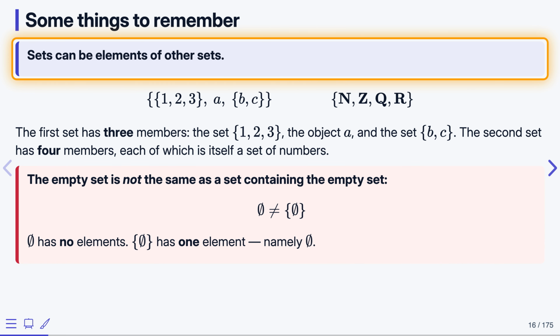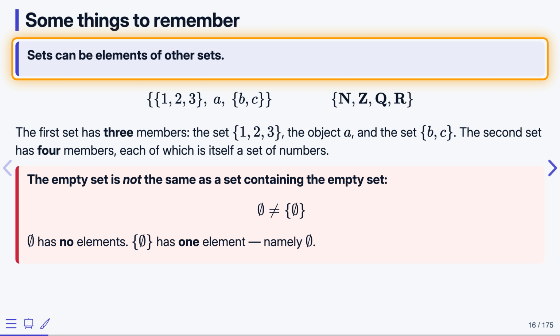Two reminders before we go on. First, sets can be members of other sets. Look at the first example. It is one set with 3 members: the set containing 1, 2, and 3, then the single object A, and then the set containing B and C. A member of a set can itself be a whole set.